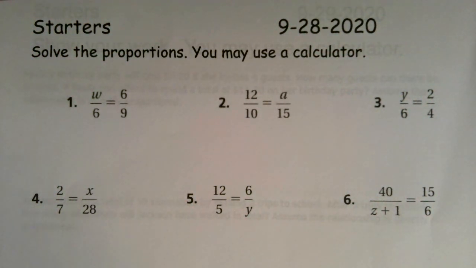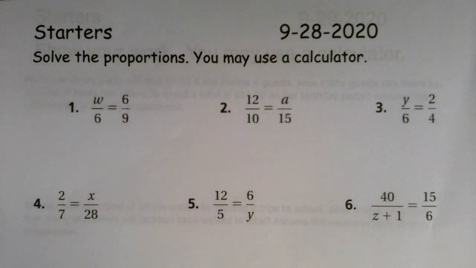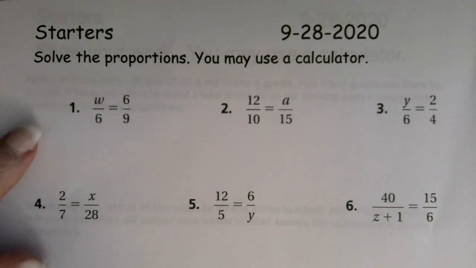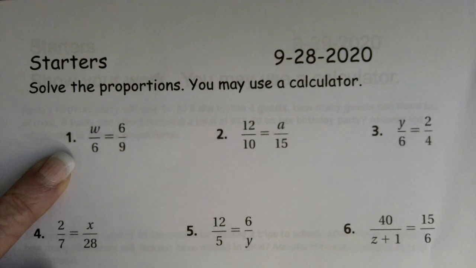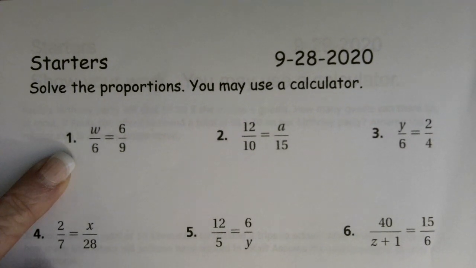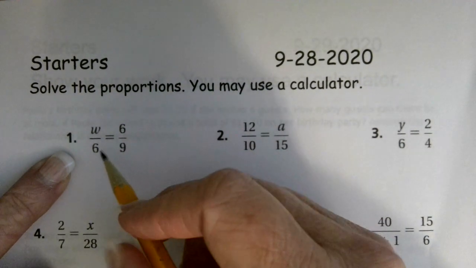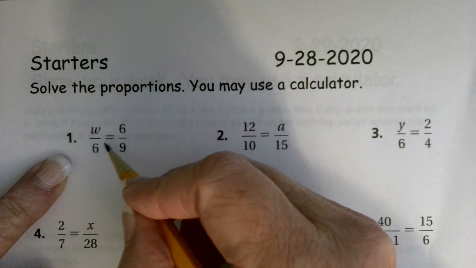All right, here are the answers for Monday's starters. If you remember last week in the Zoom, we did proportions, and we said that in order to get answers to these proportions, you could do it a couple different ways, but we wanted to practice the cross multiplication way.